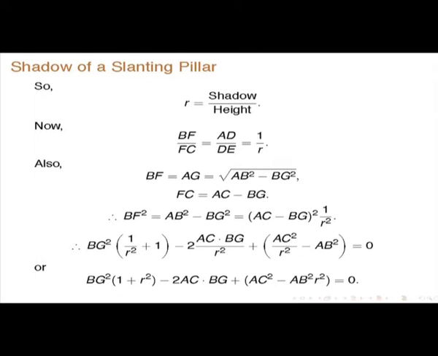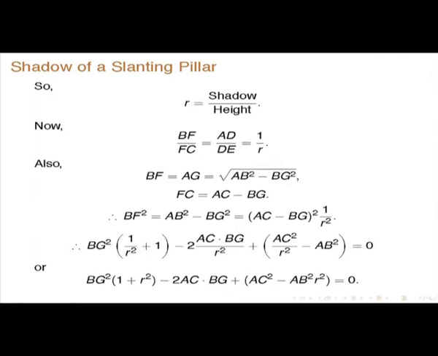because there will be similar triangles, because the angle will be the same. So that is equal to the shadow by the object's effective height, that is 1 by R, or rather the height divided by the shadow is 1 by R, because R is shadow by height. So then BF is equal to AG in the figure, that is the perpendicular. So that is the square root of AB squared minus BG squared, and FC is equal to AC minus BG.